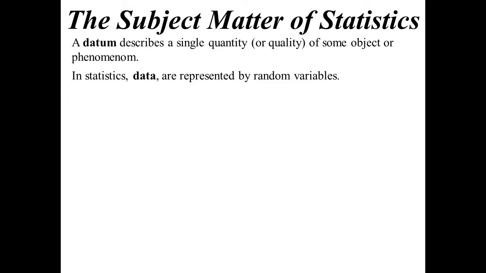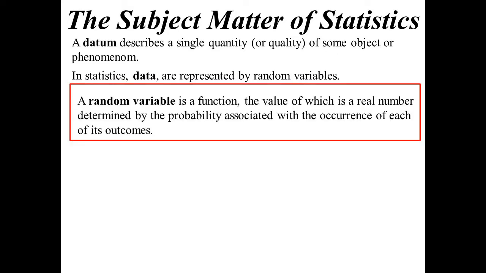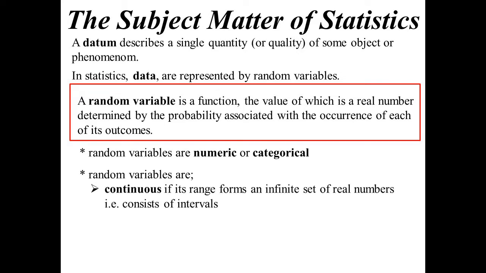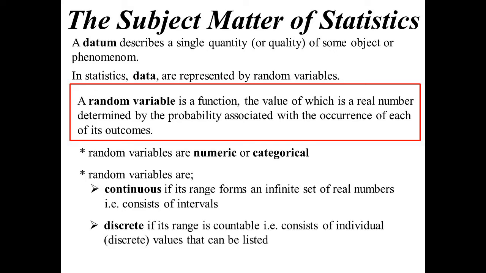It's the singular. And in stats, we represent that by random variables. So what is a random variable? A random variable is a function. Now the value of that function is determined by the probability, and this is where the crossover comes from probability to statistics. Random variables, you can have numeric ones or categorical ones. Now, you can also have continuous random variables, and that's if all the range of data is an infinite set of real numbers. Whereas discrete is where you could physically count the number of different options that you could have.